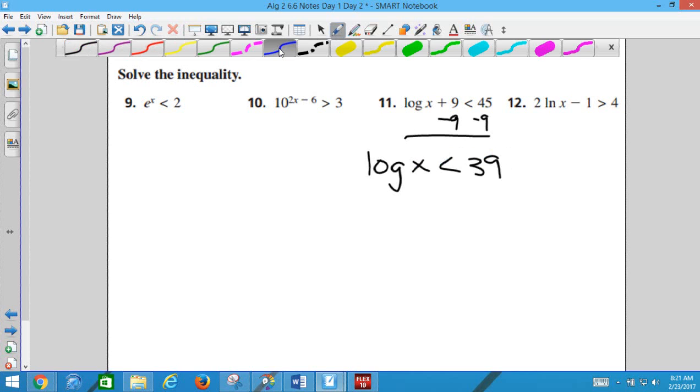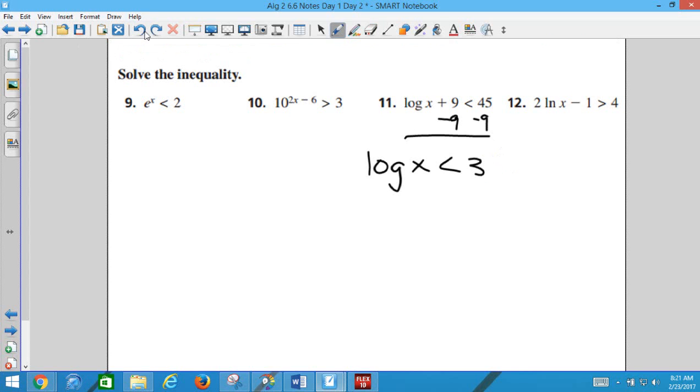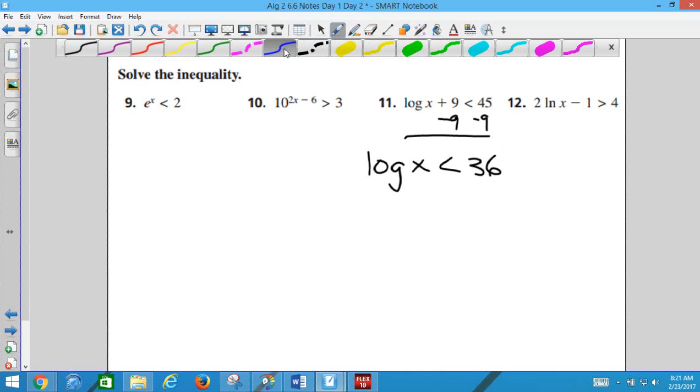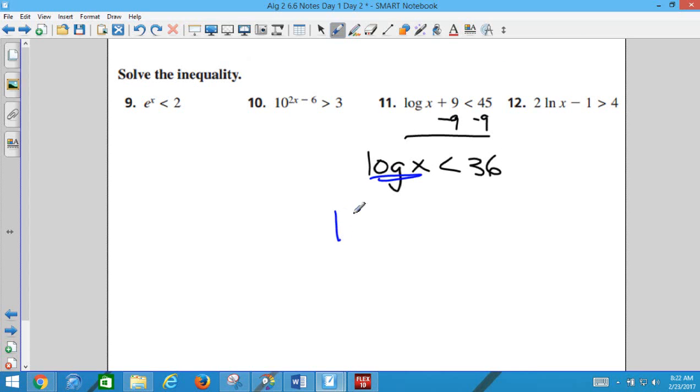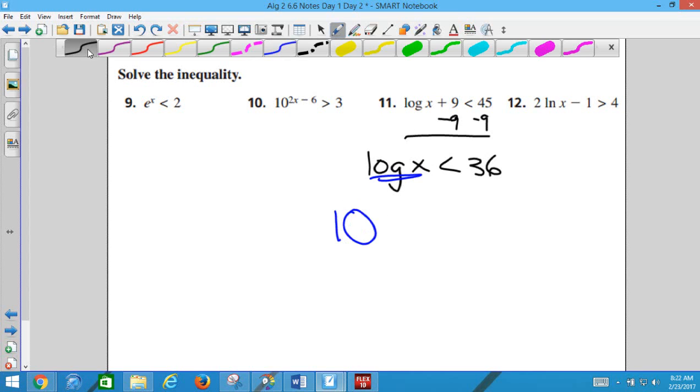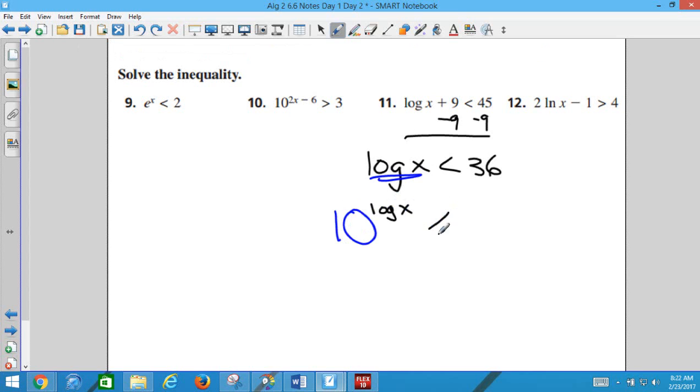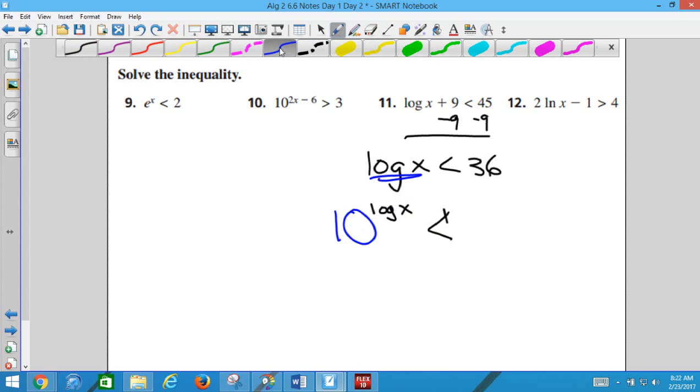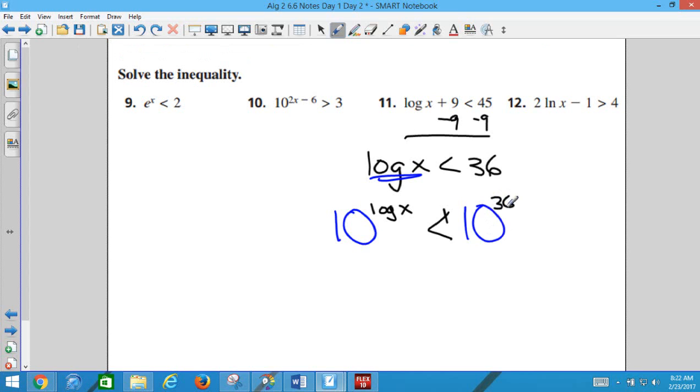So my next step is to cancel out log, and log is canceled. Now we have log, so we need to have 10 to the power on both sides. When you write it, the entire side goes to the exponent. So we have 10 to the log x less than 10 to the 36. Don't type that in your calculator.